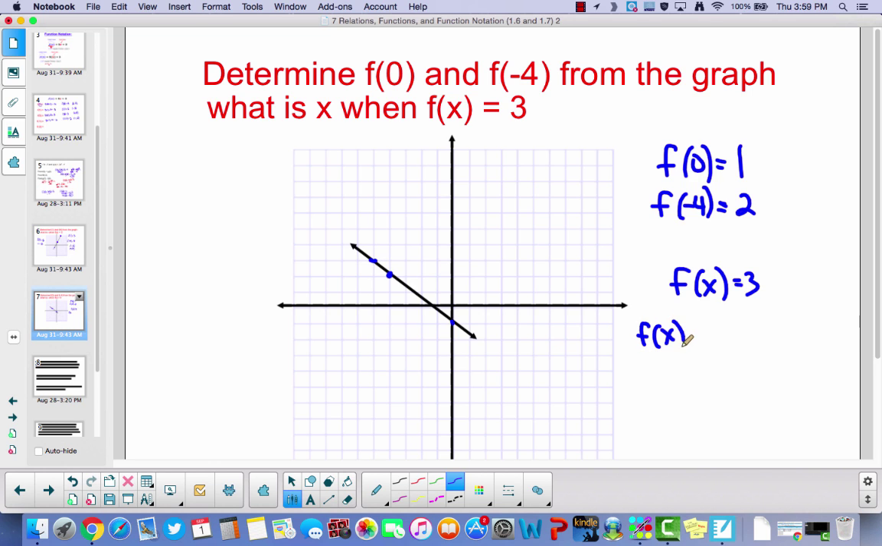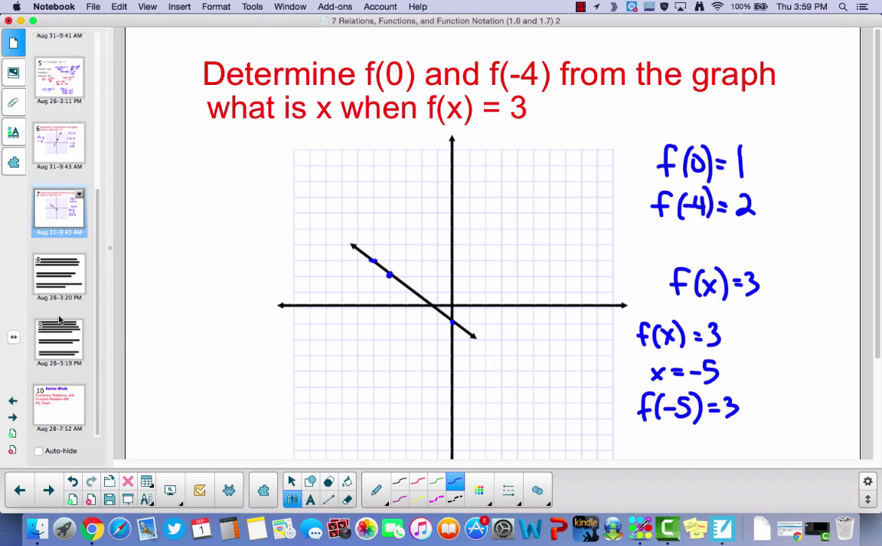So f of x equals 3 when x equals negative 5. In other words, f of negative 5 is 3. If we're given this is our x, we're looking for our y. If we're given this is our y, we're looking for our x. Now let's do some application problems.